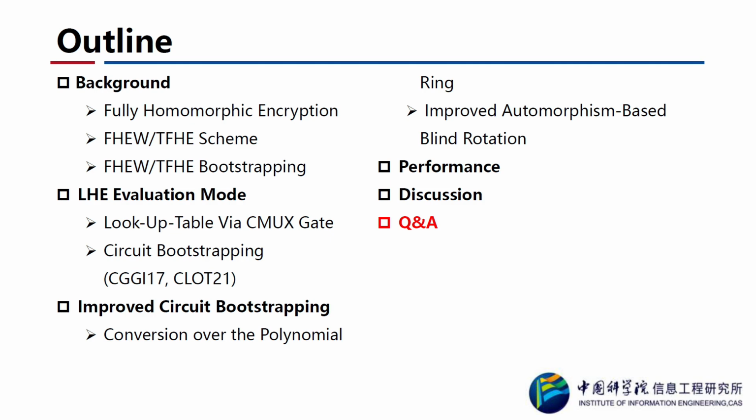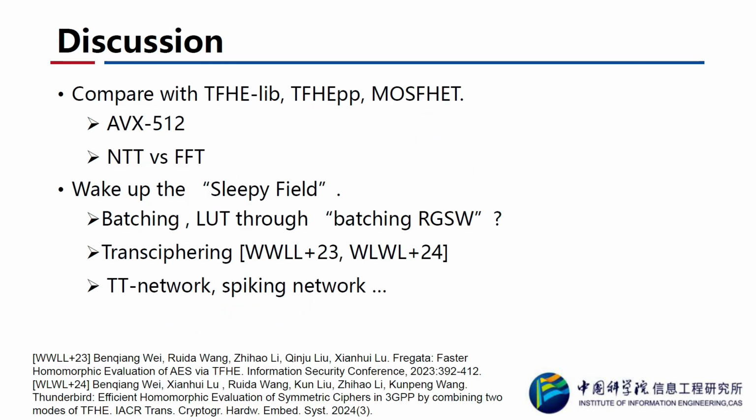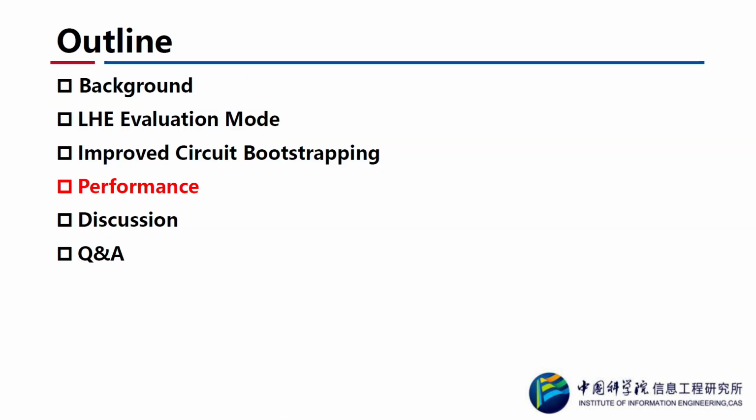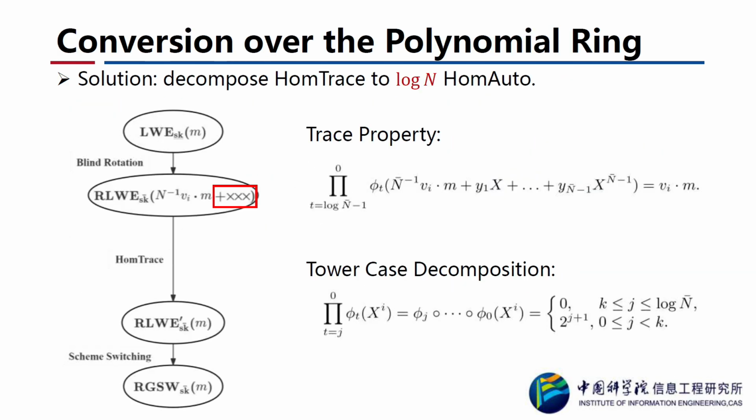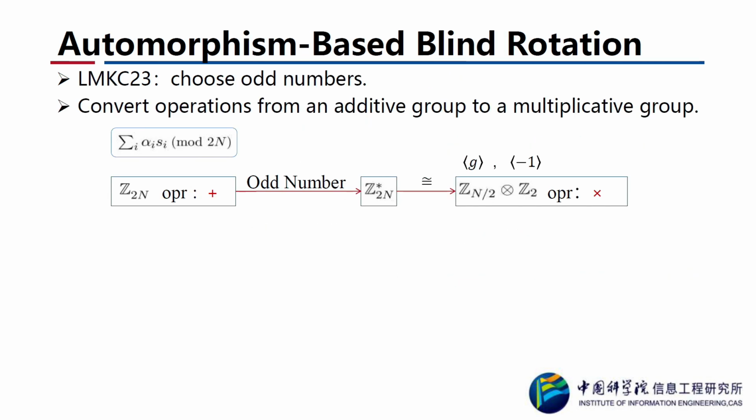I see. And a quick follow-up: for the 2 different techniques you mentioned, could you comment on what percentage they contribute to the overall speed up? Okay, maybe the main speed up is the first improvement, the conversion over the polynomial ring. And if you use automorphism-based blind rotation, it benefits the key size, but not the efficiency. I see. Thank you.